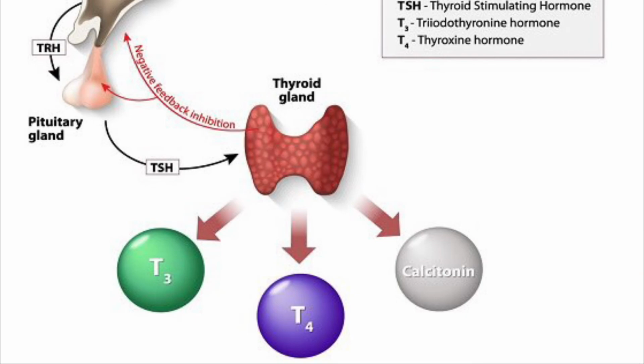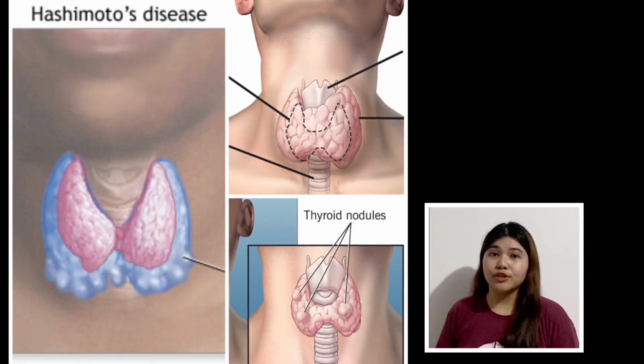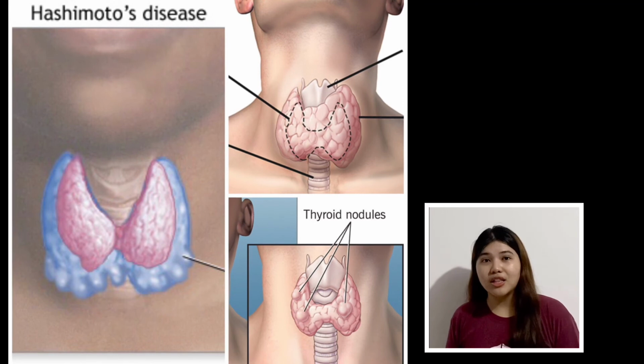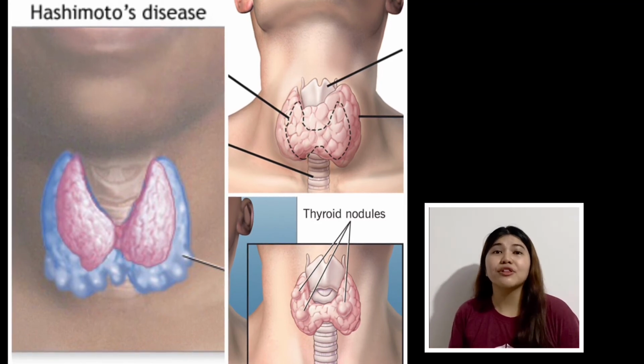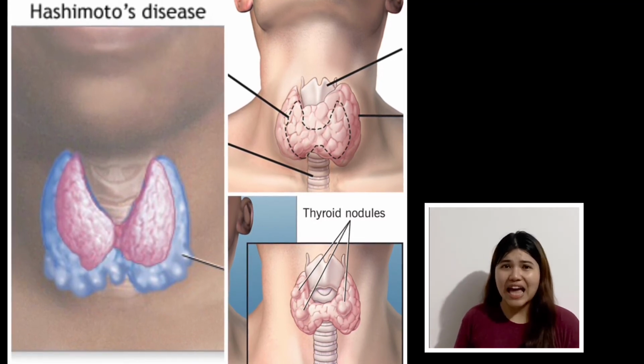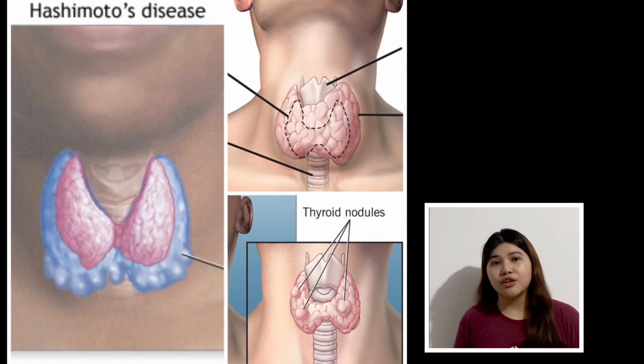In addition to this, we have calcitonin, which is also a hormone that regulates the calcium in the body. Common thyroid disorders and problems, like what was mentioned a while ago, include hyperthyroidism. Hyperthyroidism happens when the thyroid gland produces too much thyroid hormone.